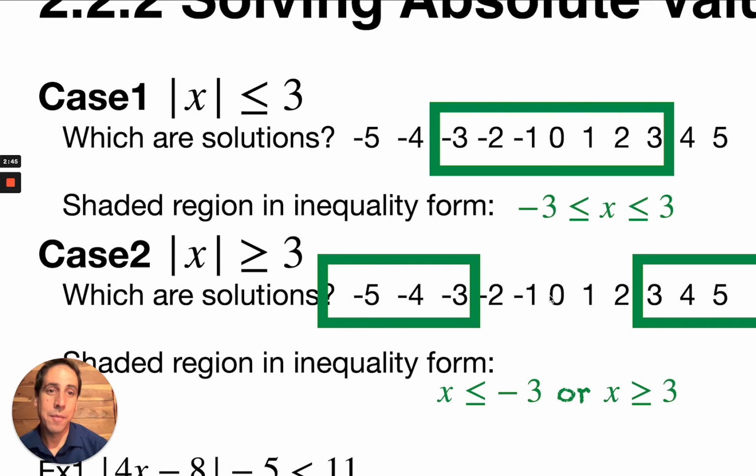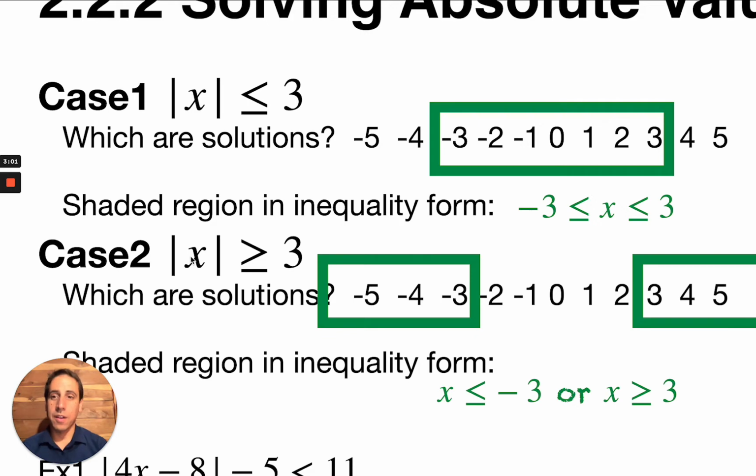Solution, yay. But look at this, the ones in the middle are no longer solutions. 0 doesn't work because the absolute value of 0 is still 0, and it's not greater than or equal to 3. And negative 2 doesn't work because the absolute value of negative 2 is positive 2, and positive 2 is still not greater than or equal to 3.